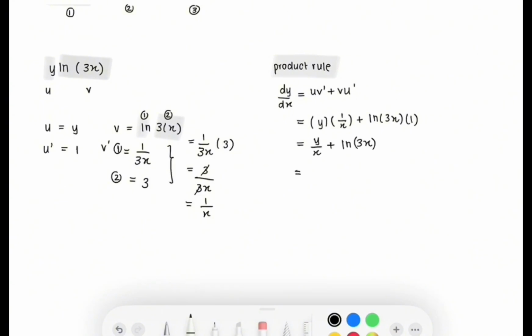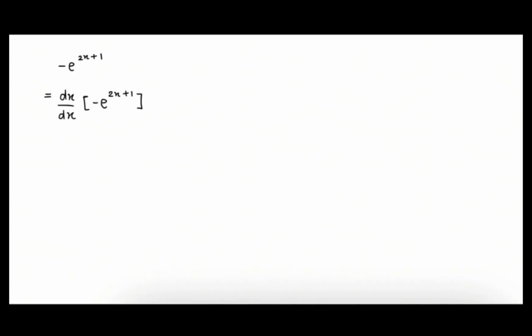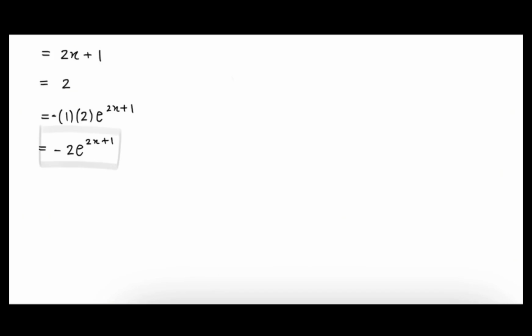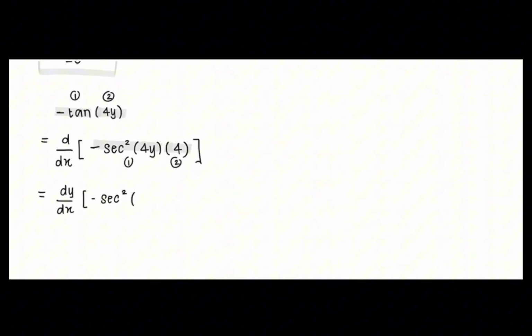So in the answer, we'll get dy/dx times ln 3x plus y over x, and that will be our final answer for component 1. As for component 2, we'll differentiate only the power of the exponent. So when we differentiate 2x plus 1, we'll get 2. We'll bring that to the front, and the final answer will be negative 2 times e to the power 2x plus 1. And for negative tan 4y, which is the third component, we'll differentiate it d over dx. So when we differentiate negative tan, we'll get negative sec squared 4y. And when we differentiate 4y, we'll get 4. So we'll expand, and we'll get dy over dx equals negative 4 sec squared 4y.